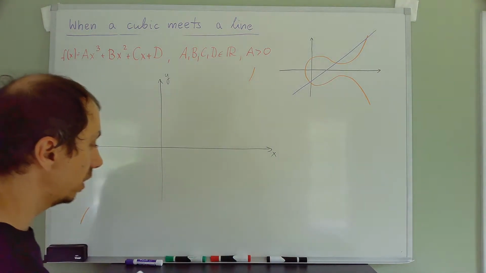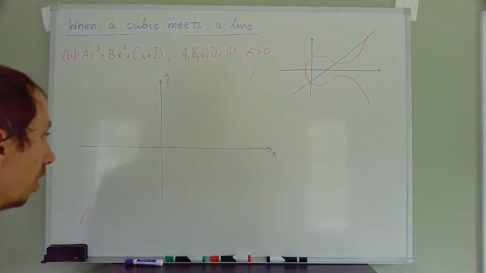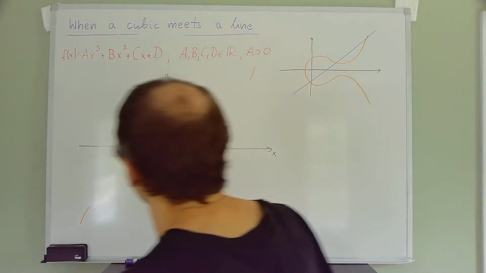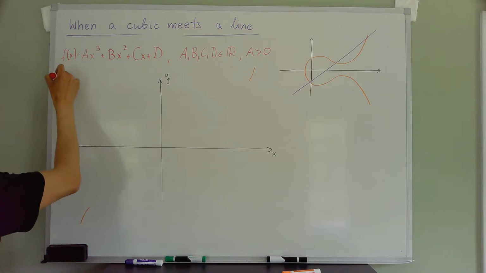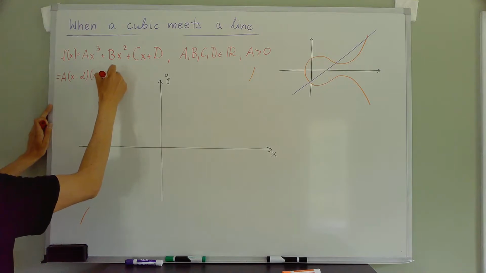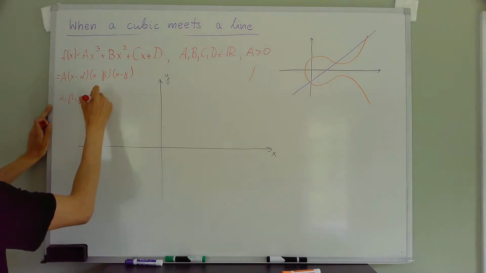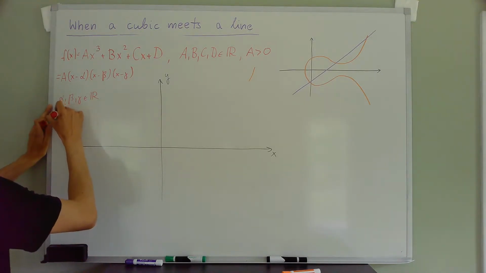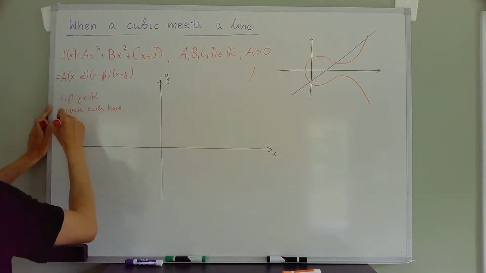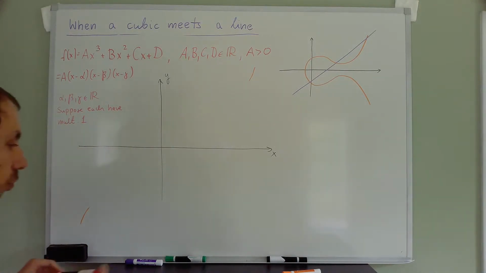So suppose it has three real roots with multiplicity 1. So that means I can write this f of x as a times x minus alpha, x minus beta, x minus gamma. These alpha, beta, and gamma are real. And suppose each has multiplicity 1.